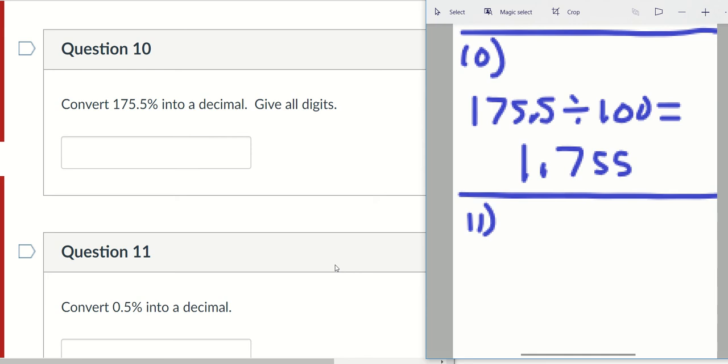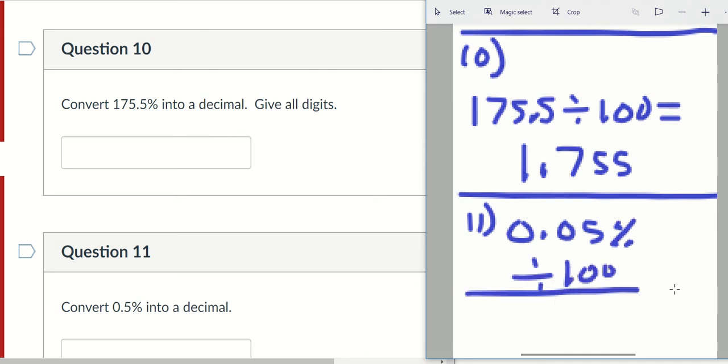Not too bad so far, right? Just fractions, decimals, percentages. Let's go to number 11. We're in percentage again, going to decimal, 0.05%. So all I have to do is divide by 100, and you'll end up with a super small number, right? 0.0005. And it doesn't tell us to round, so we'll enter that number in.